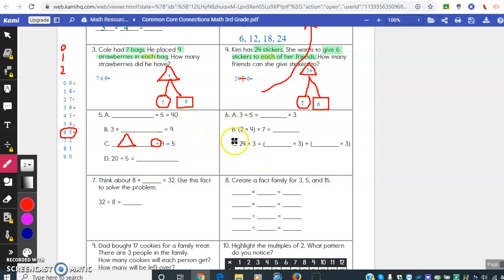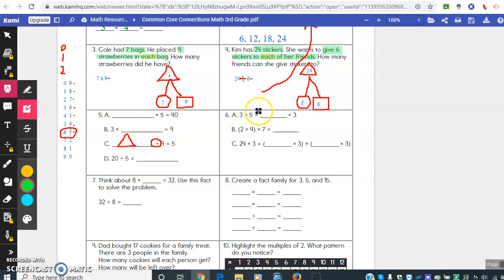6A, 6B, and 6C. 6A, these are the properties of multiplication, you guys. When you look at 6A, what I want you to notice is this part right here where it says 3 times 5 is equal to blank times 3. Now, most kids, they want to go, oh, 3 times 5 is 15. I'm going to write 15 right there. Nope, stop. Don't do that. And if you did it already, erase it. And here's why. 3 times 5 is equal to blank times 3.